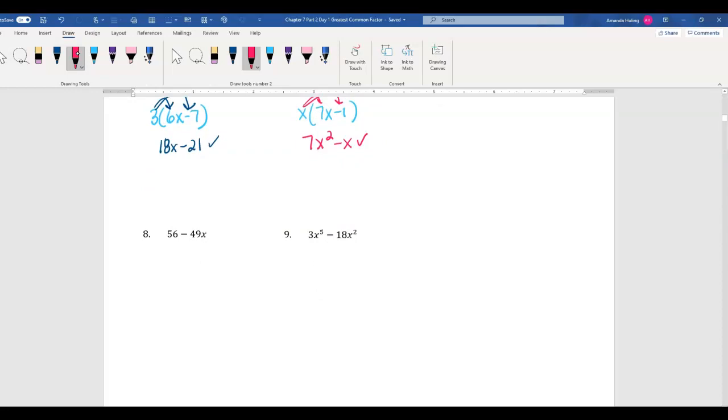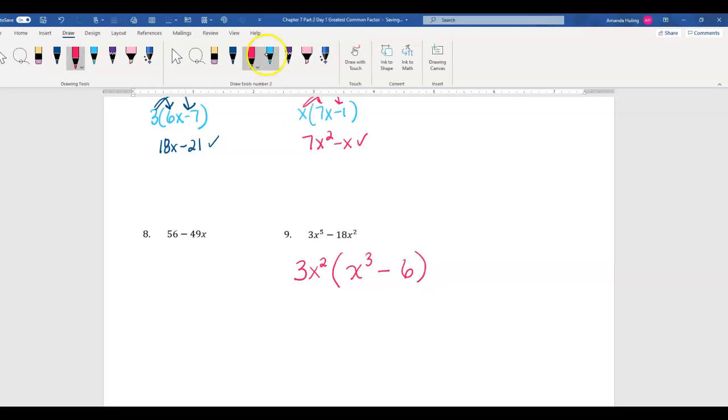So when I look at number 9, I'm going to start with 3 and 18, and I see that 3 is a GCF. x to the 5th and x squared. So I need the smaller of the two, that's x squared. So let's think about this. If I re-multiply this back in, I want to get 3x to the 5th. So this is going to be the 3 divided by 3 is 1. If I had 5 here and I took 2 out, I'm going to have 3 left. Minus 18 divided by 3 is 6. x squared divided by x squared is 1.